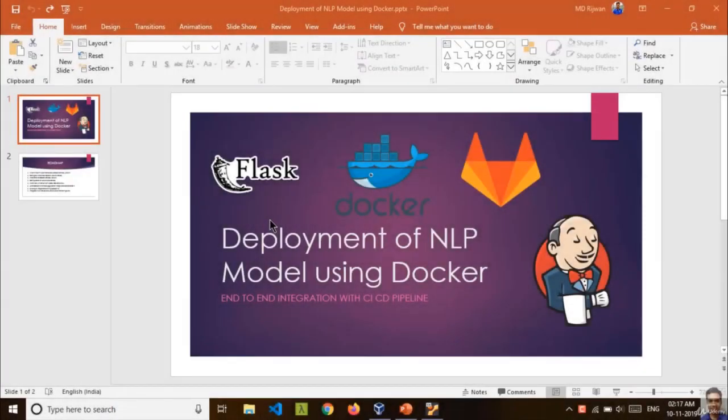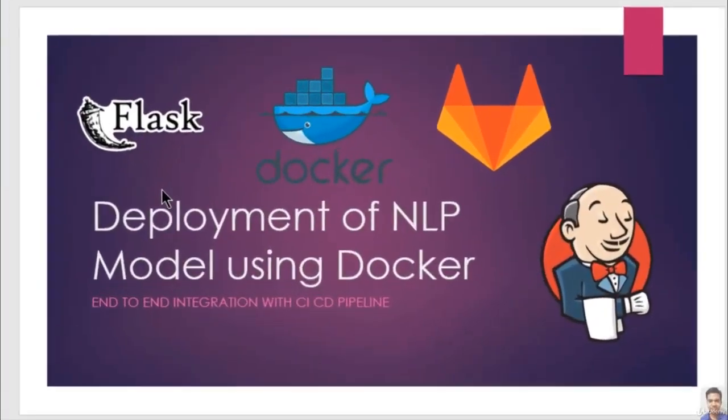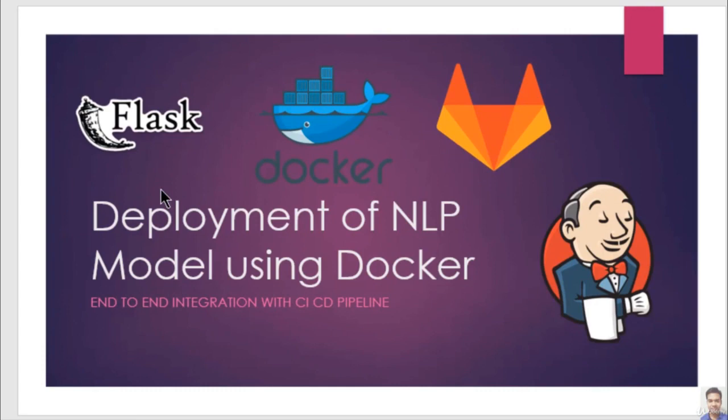Hey, what's up everybody? So in the previous video we discussed what Flask, Docker, GitLab, and Jenkins are, and we are doing a series of videos on deployment of an NLP model with the help of Docker to make an end-to-end integration with the help of a CI/CD pipeline. In the first video we discussed the different tools that we're going to use to make our pipeline: what Flask, Docker, GitLab, Jenkins are, how to install and configure them.